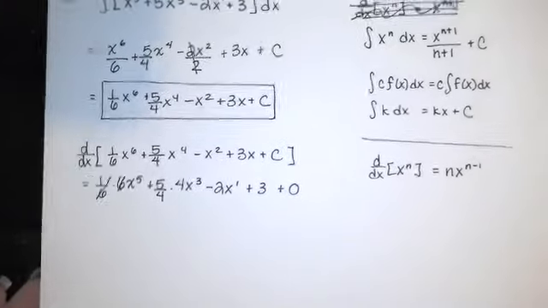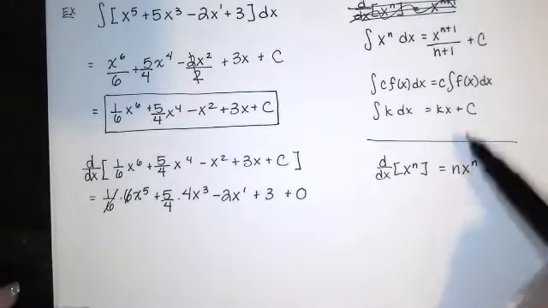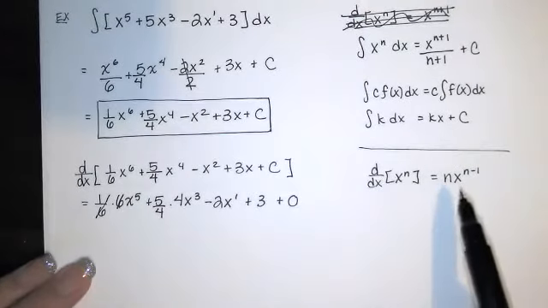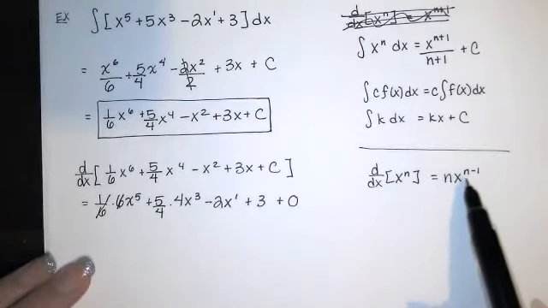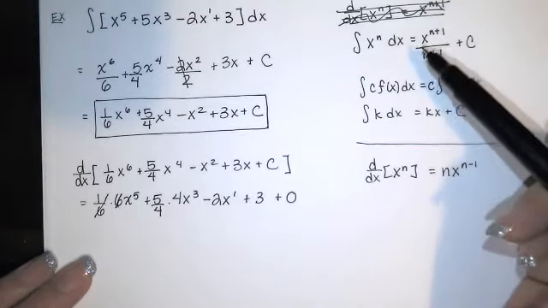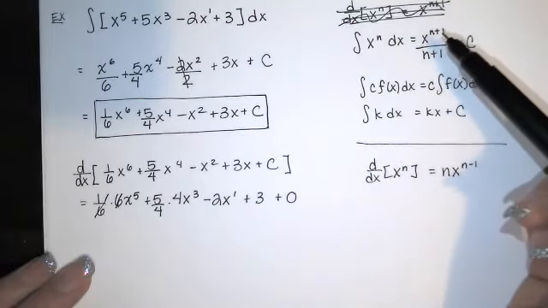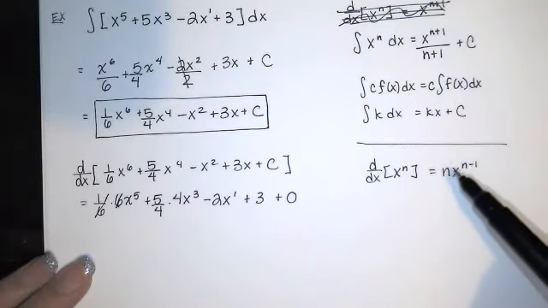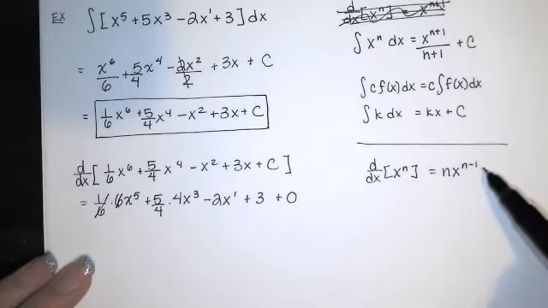So I hope you can see now how this rule will undo this rule. Because this rule says, bring the power down, multiply by x to the 1 less power. This one says, add 1 to the power, divide by that power. So we're doing that two-step process just in reverse. The first thing we did was bring the power down, then we multiplied by something to the 1 less power.